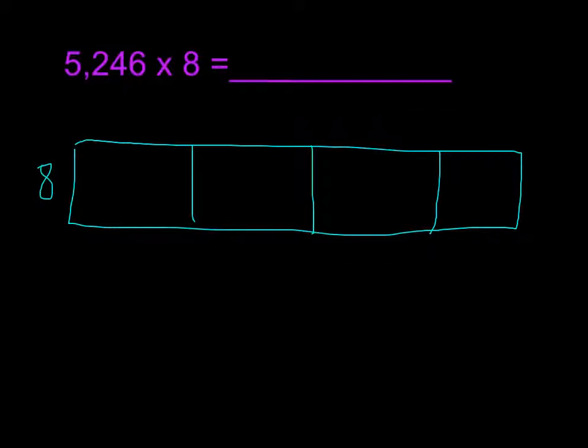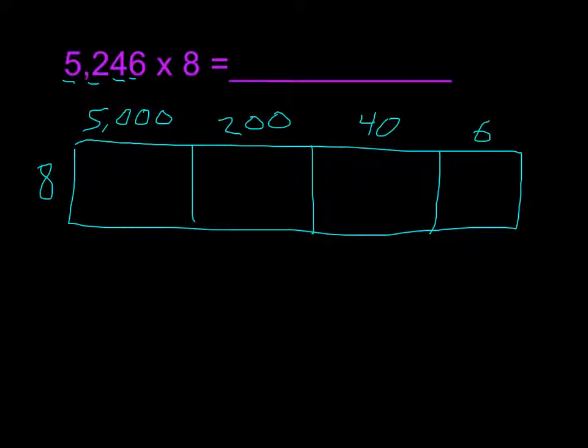And then we're going to take the value of our digit 5 there, which is 5,000. And we're going to write it at the top of the first section. We're going to take the value of the digit 2, which is 200, and we're going to write it at the top of the second section. We're going to take the value of the 4, which is 40, and put it at the top of the third section, and then our value of the 6, which is 6.